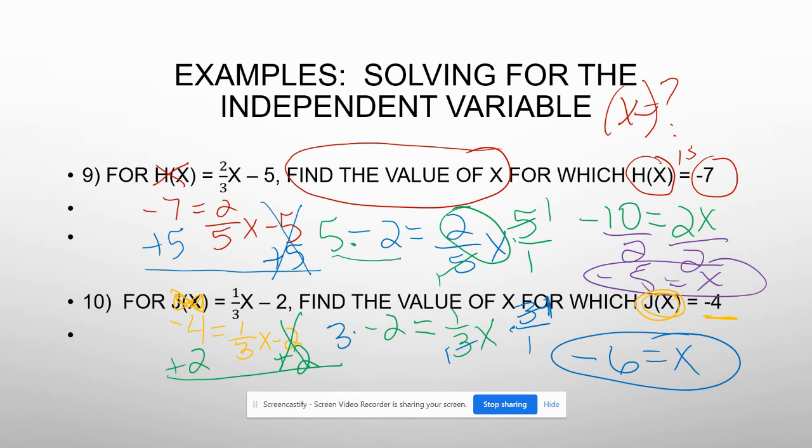We'd like you to try numbers 13 and 14, and this is where we're stopping for today.